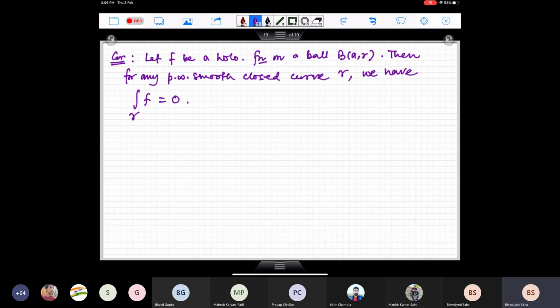Okay, so can you tell me how I can prove this? I have a holomorphic function on a ball, and if I take any piecewise smooth closed curve, then I am going to get the integral to be equal to 0. How do I get this?